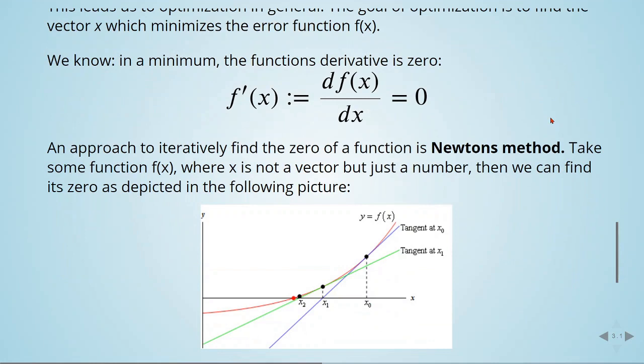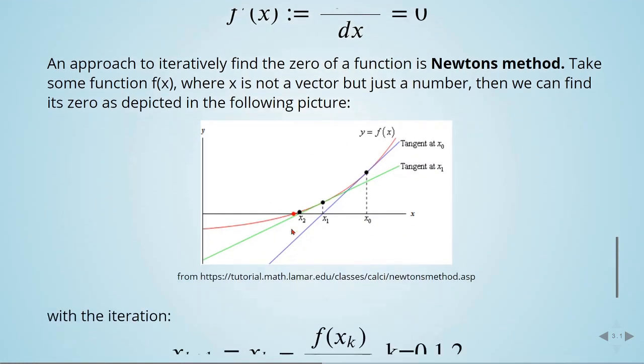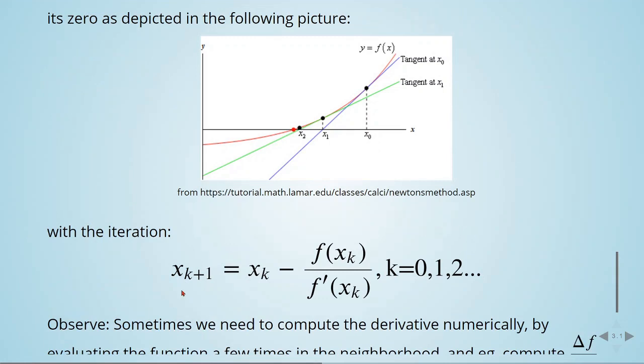Take, for example, some function f of x, where x is not a vector but just a number, and then we can find its zero as described here in this picture. We start at some starting point, and then we calculate some tangent, then we get the next point, and then we calculate the tangent, and so on and so forth in this iteration. So x_{k+1} is equal to x_k minus f(x_k) divided by the derivative of f at x_k, for k equals 0, 1, 2, and so on.